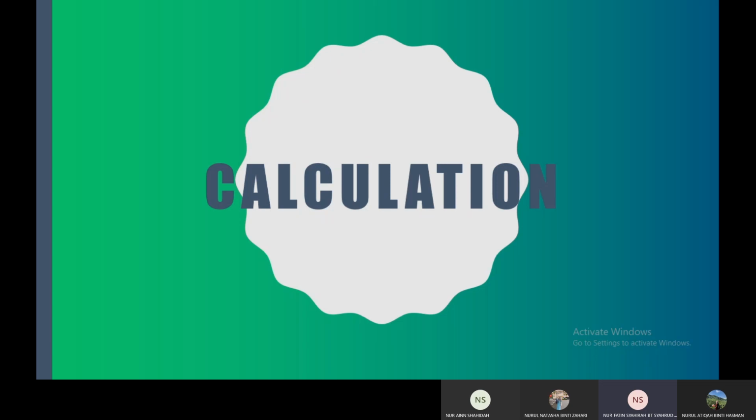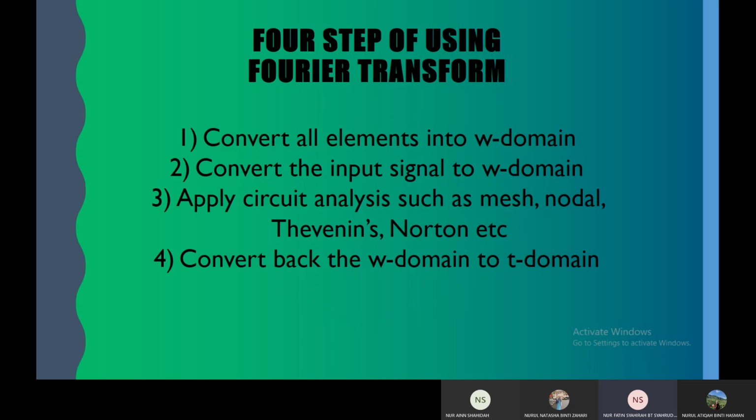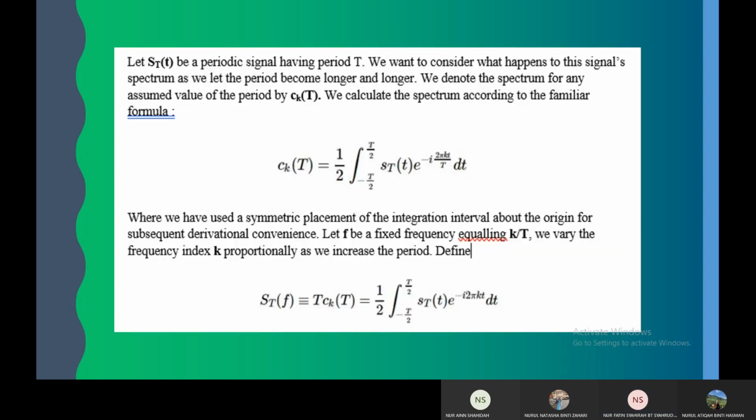So for the calculation, there are 4 steps of using Fourier transform. The first one is to convert all elements into the omega domain, and second, convert the input signal to the omega domain. Third, apply circuit analysis such as mesh, nodal, Thevenin's and Norton's, and so on. Fourth, convert back from the omega domain to the t domain. So this is the calculation for the image process.